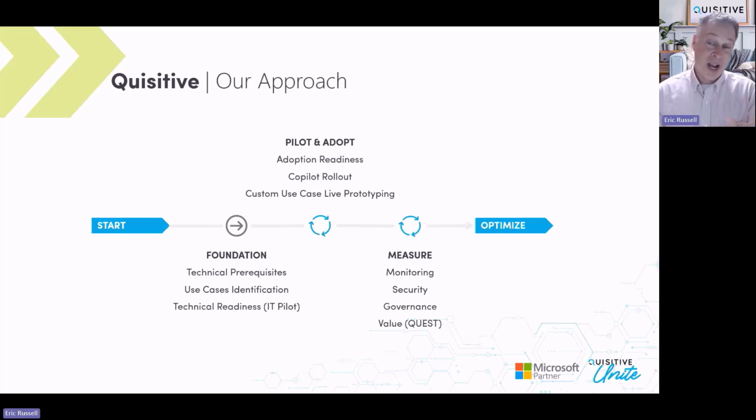Then after you assign a Copilot license, you get into the pilot adopt stage. And you'll notice here that I do have adoption readiness, Copilot rollout, and even live prototyping up there. And I do want to give you a sense of what that looks like as well. So this next slide is going to show you some activities. Let's assume for a minute you've covered off on your technical prerequisites.